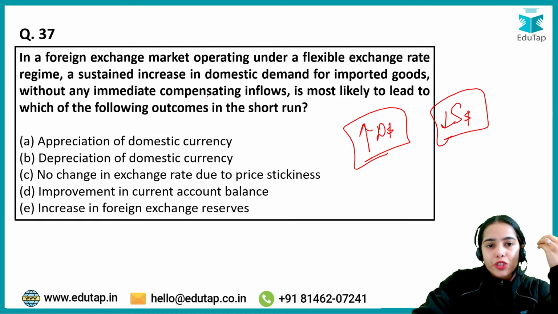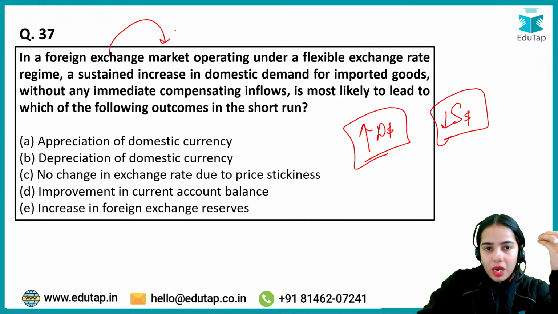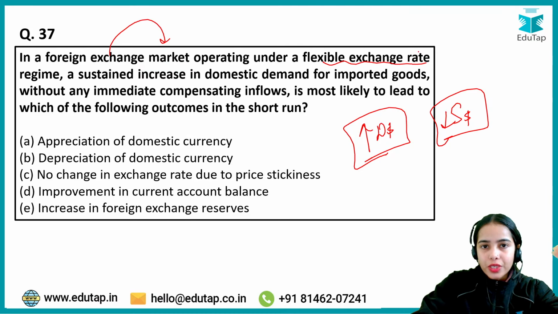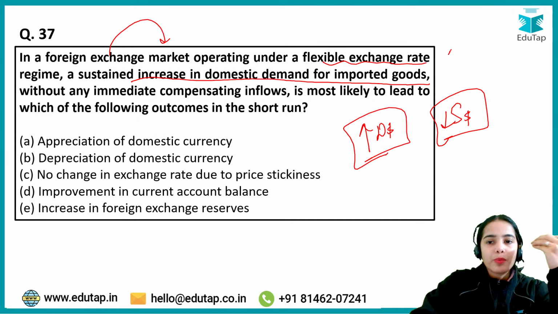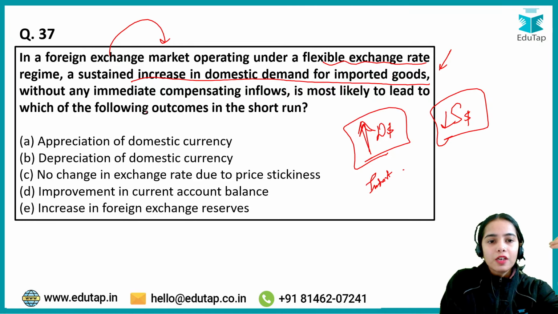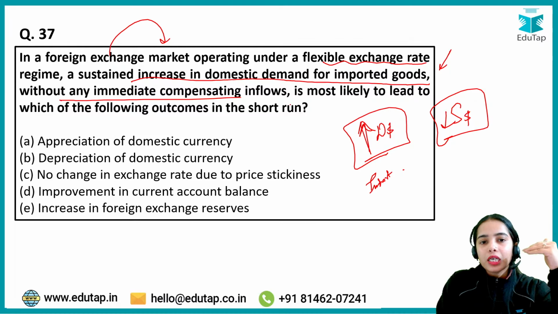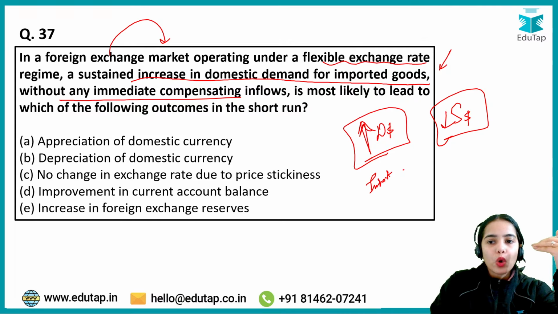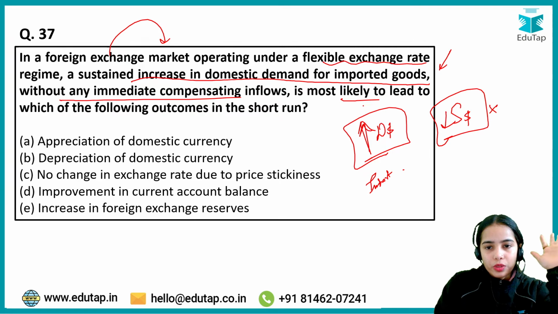So in the foreign exchange market operating under a flexible exchange rate system, where the value of the rupee can change in terms of other countries' currencies, a sustained increase in domestic demand for imported goods. We are demanding more of the imported goods, so we are demanding more dollars to import, without any immediate compensating inflows. That means we do not have enough supply of dollars, we do not have enough inflows. This is most likely to lead to which of the following outcomes?